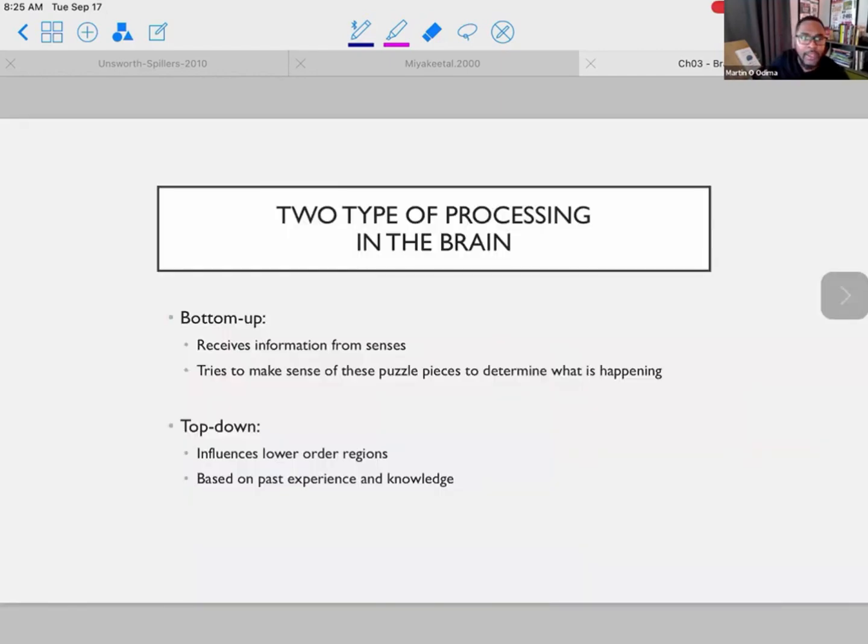And one way to start this conversation would be understanding that there are two types of processing within the brain. So there's bottom up and there's also top down. Bottom up means that we receive information from our senses. And when we gather that information, we try to make sense of these pieces and determine what is happening. And then a top-down approach also influences the lower regions of our brain, and we're able to behave and create action based on past experience and knowledge that we have. So remember, bottom up and top down.